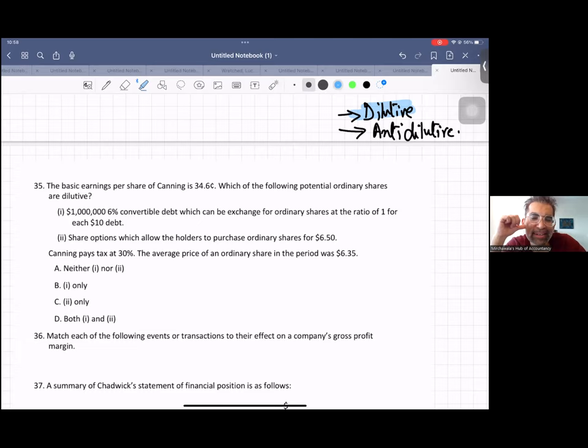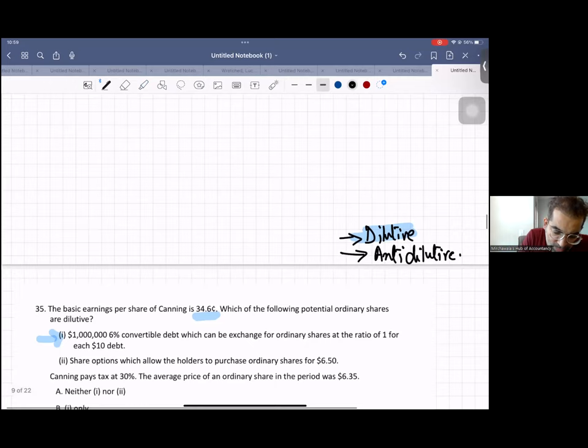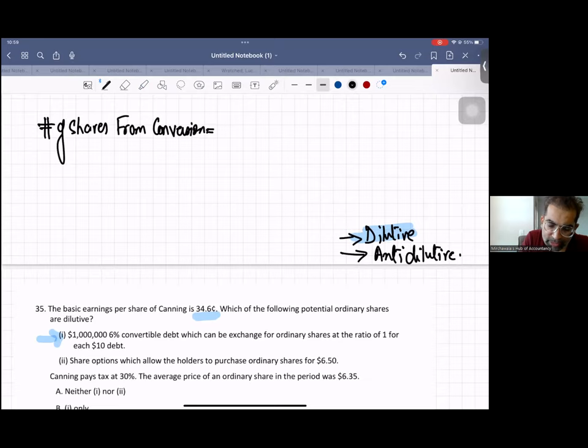Okay, let me start. First of all, keep this in mind. Right now, your basic EPS is 34.6. This is your existing basic EPS. Now, the first thing is the convertible loan note. For a convertible loan note, we used to calculate two things. Hope you remember. Number one, number of shares from conversion.